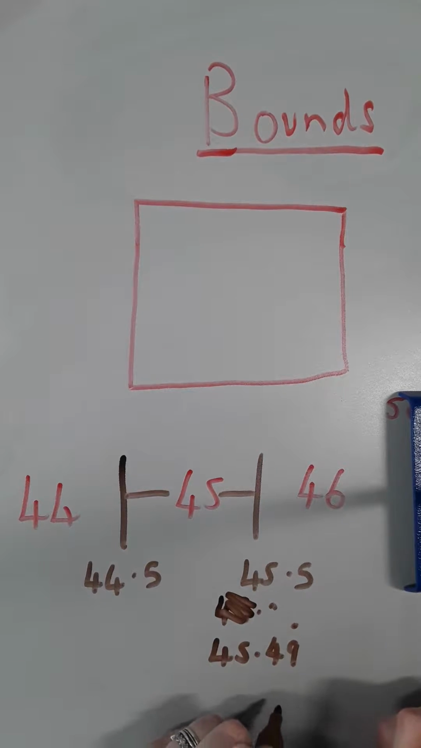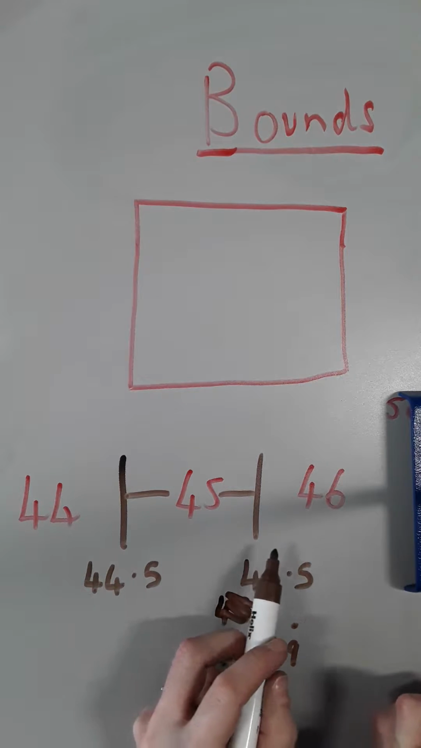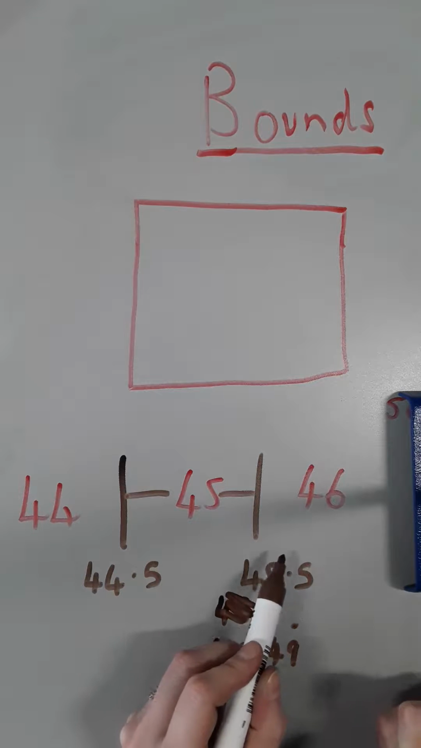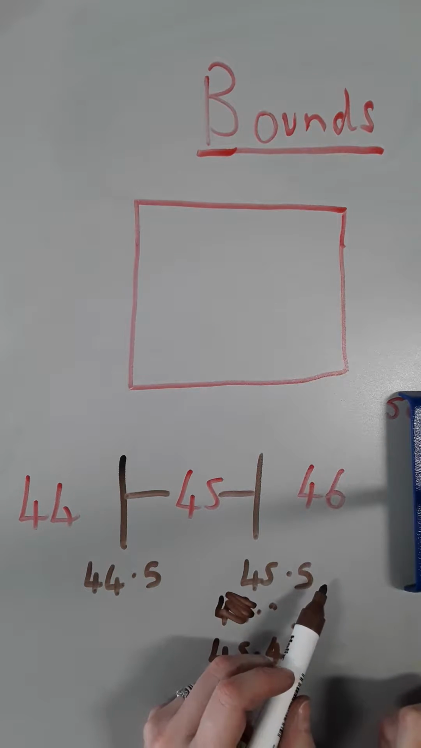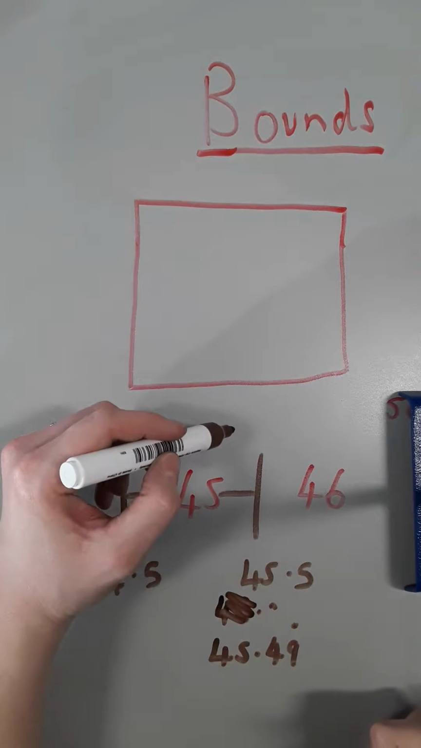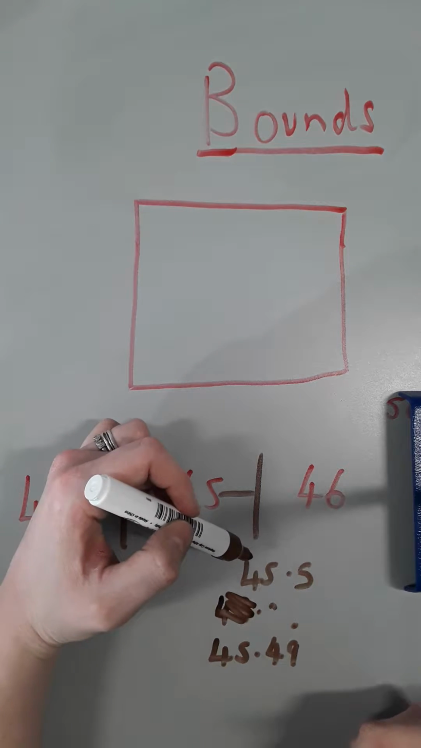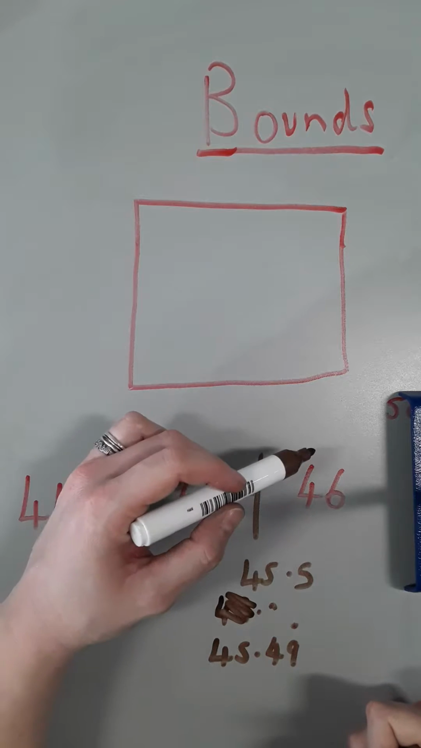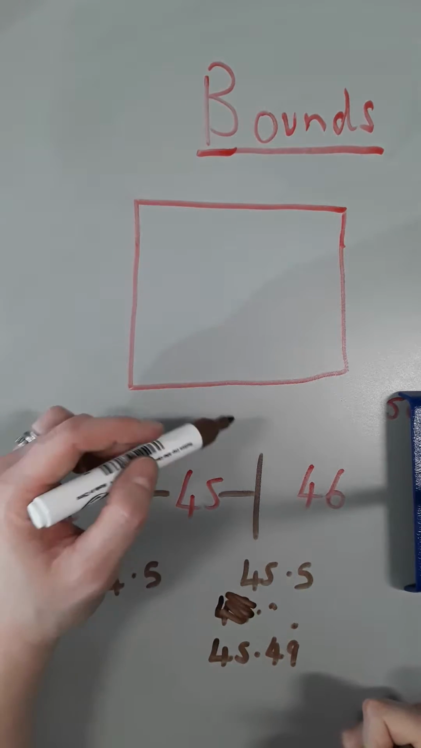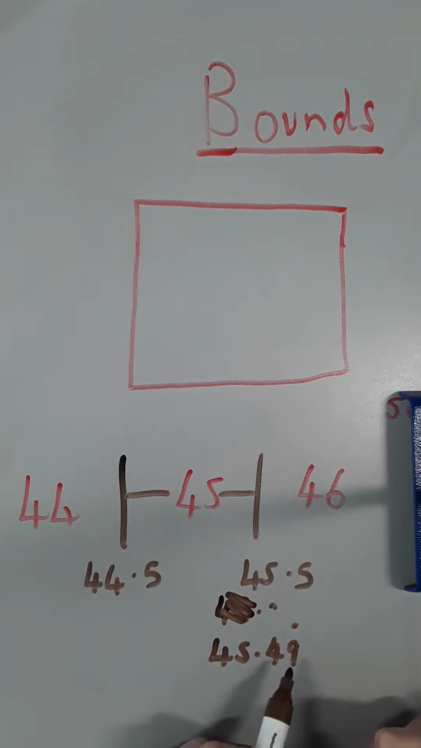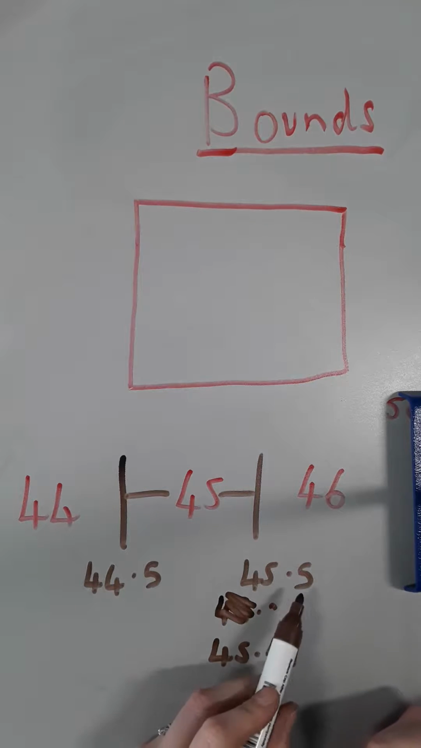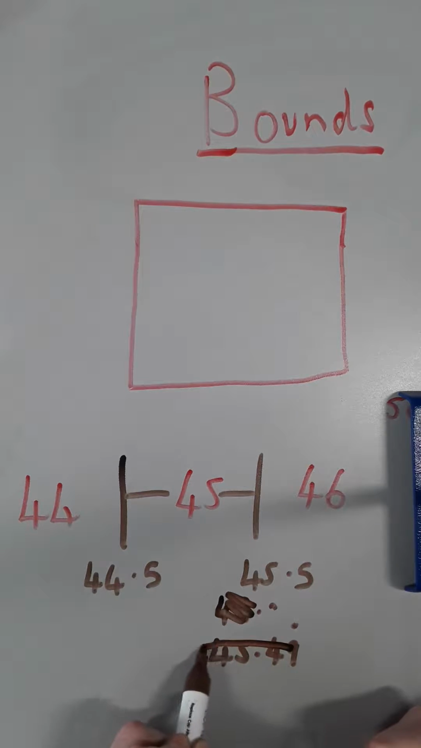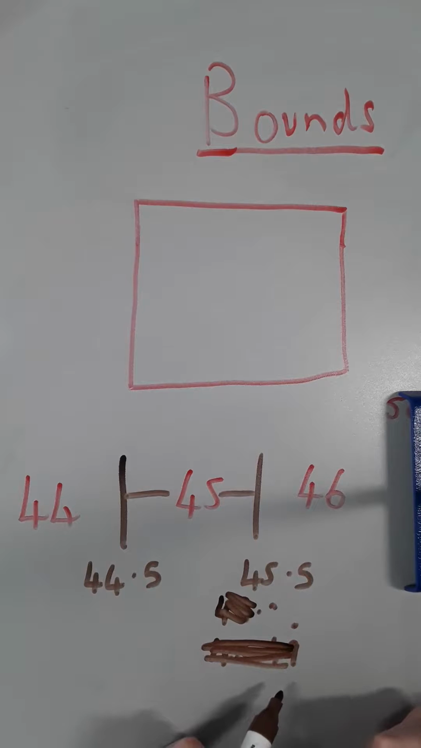Now, usually people write by accident 45.49 recurring, because you've been used to seeing every time that you write 0.5, you round up. Now in bounds, you don't do that. Because it's just a line, you just call it 45.5, and it's both the top of 45 and the bottom of 46, because 45.49 recurring is so close to 45.5, we call them the same thing.